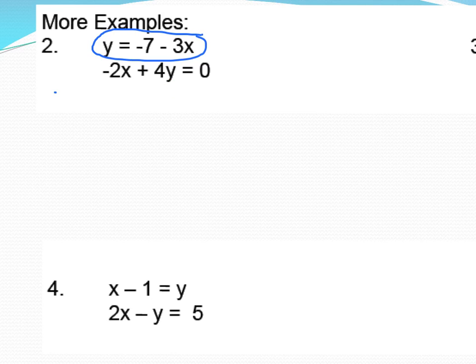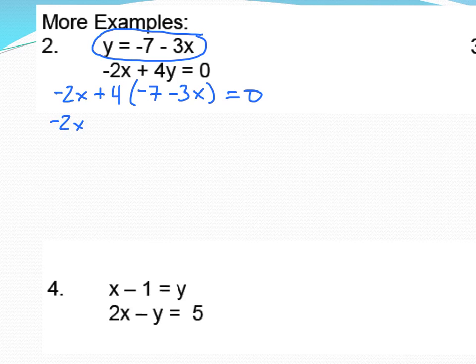Okay, so I have -2x plus 4. Now instead of y, I'm going to plug in what y is equal to, -7 minus 3x. And all that equals 0. So again, I replaced y with what y is equal to. Now I have x and x. Now I can solve.